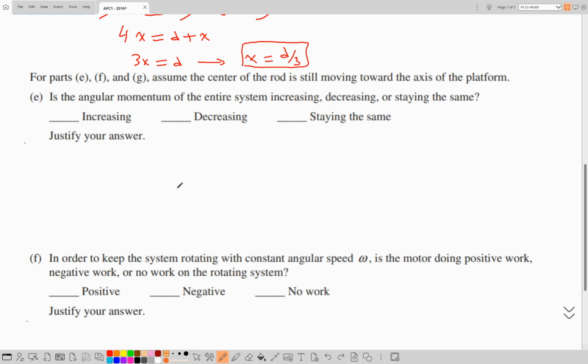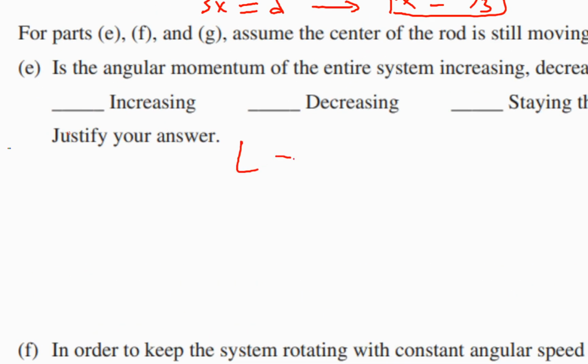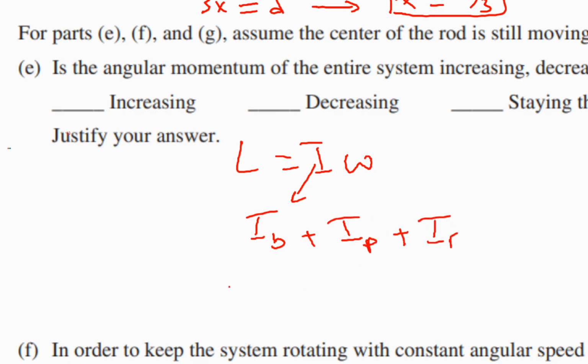Now in part E, is the angular momentum of the entire system increasing, decreasing, or staying the same? Now the angular momentum here is given by I multiplied by omega. Now I consists of three parts: I for the block, I for the platform, and I for the rod. Now I of the platform is not changing because nothing is changing with the platform.